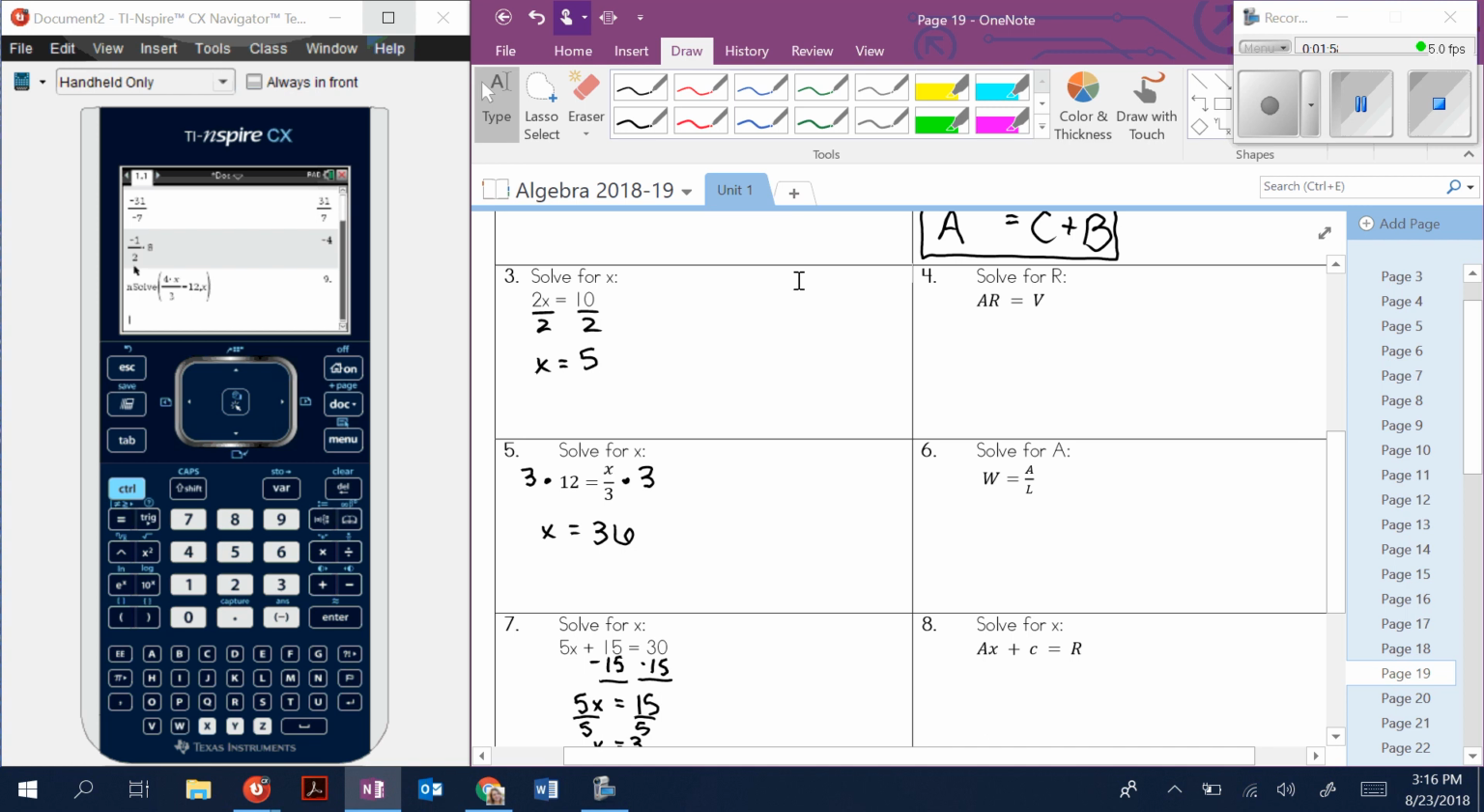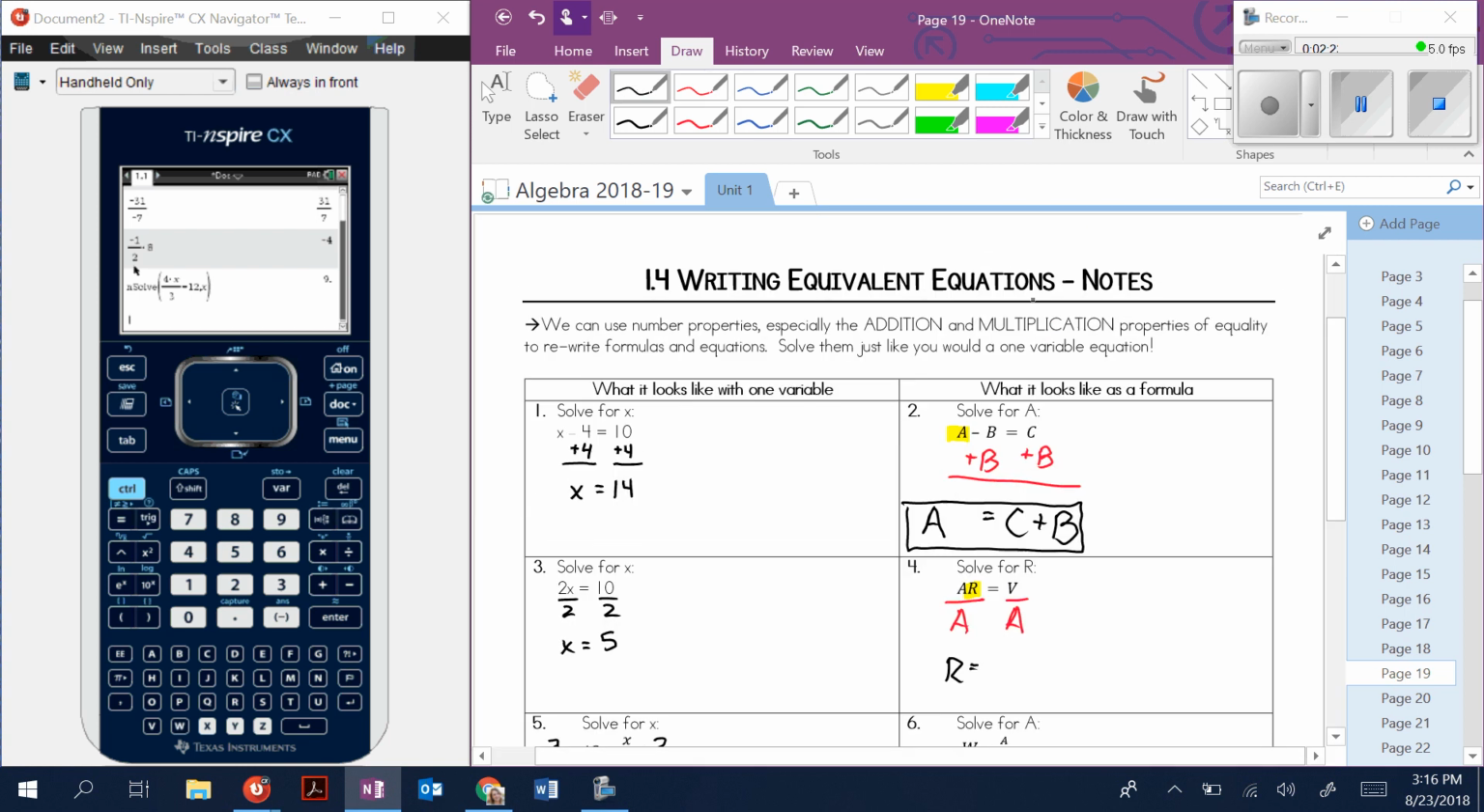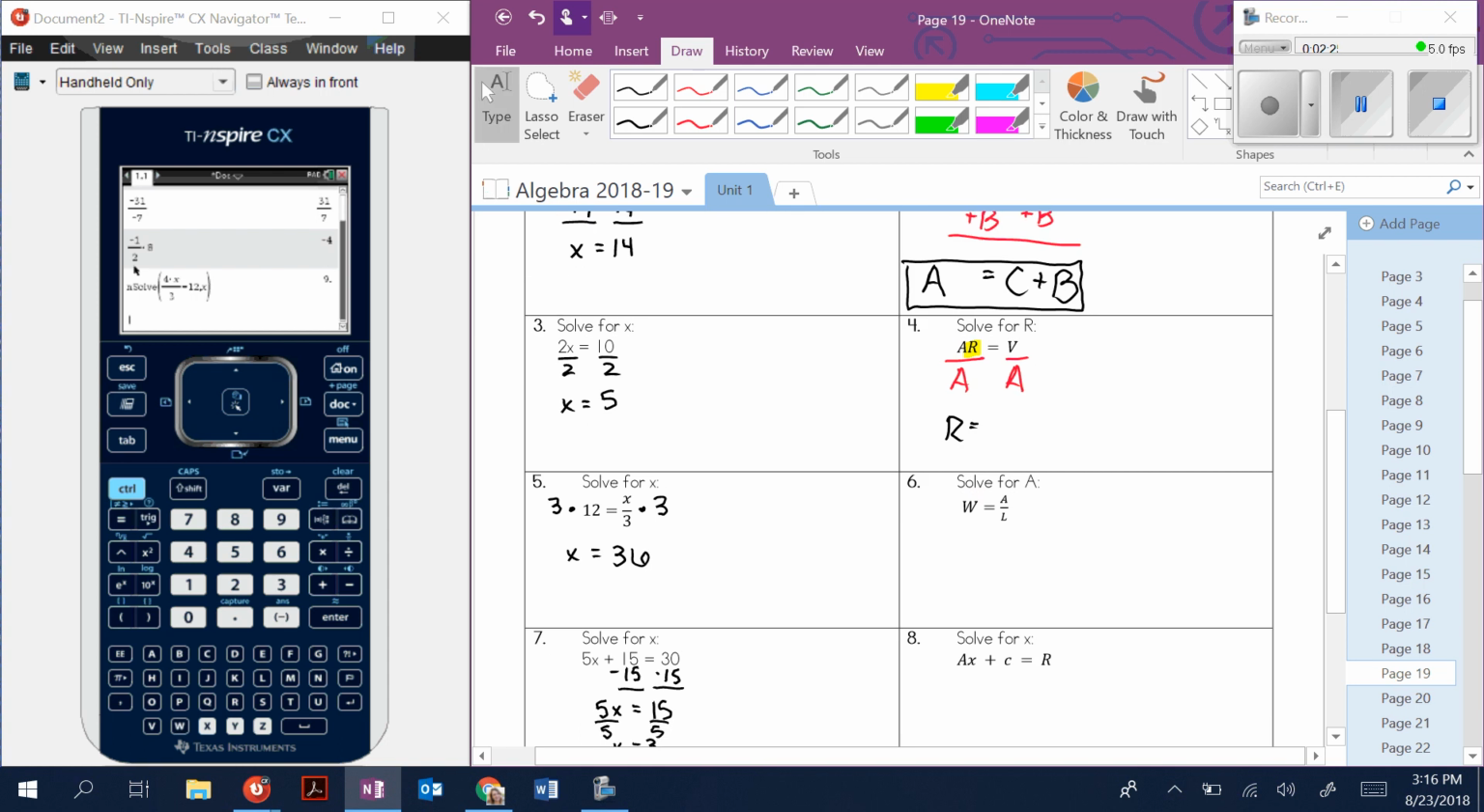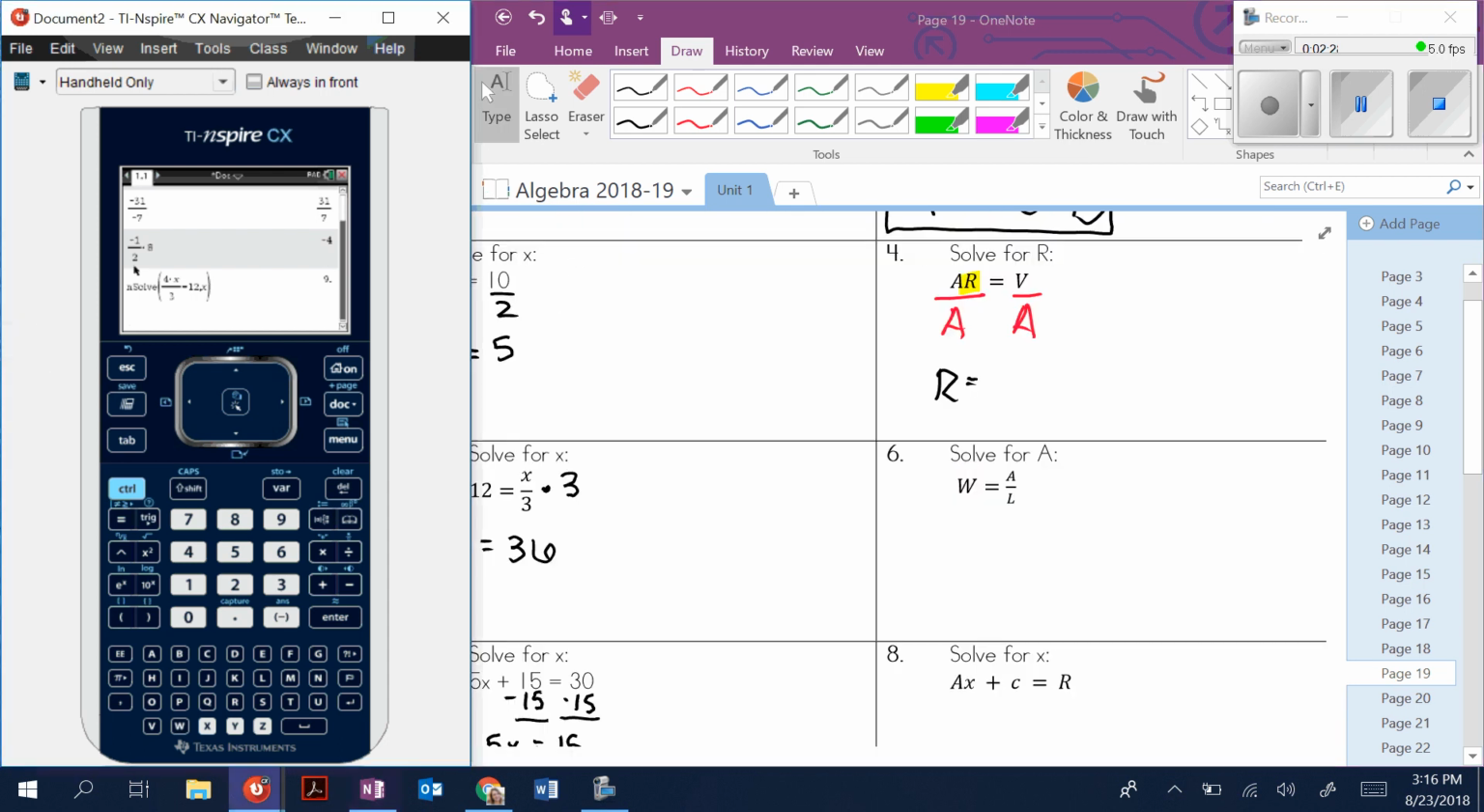Let's look at example number 4. Well, in order to do 4, we're going to look at 3 and see that we're trying to get x alone here, so we divide both sides by 2 and get x equals 5. Here, we're trying to solve for r. It's being multiplied by a, and how we cancel out multiplying by a is, yeah, divide by a. So r is equal to v divided by a. Can we divide v by a and get something nice? No. So we're just going to write it as v divided by a and leave it.